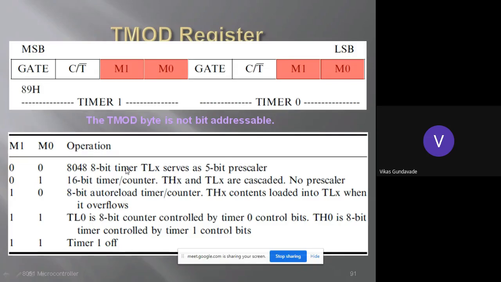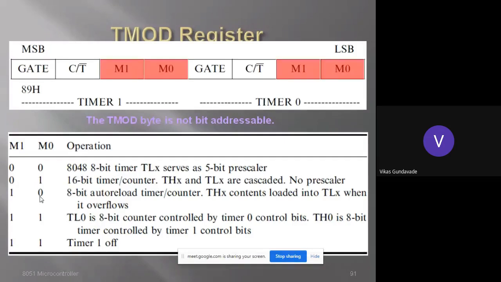So what does it mean? Here 13 bits of the 2 registers THX and TLX are used to store the count. When M1 and M0 are 0, 1, the mode is the 16-bit timer counter mode. That means all 16 bits of THX and TLX are used to set the count. When M1 and M0 are 1, 0, it is called an 8-bit auto reload timer.